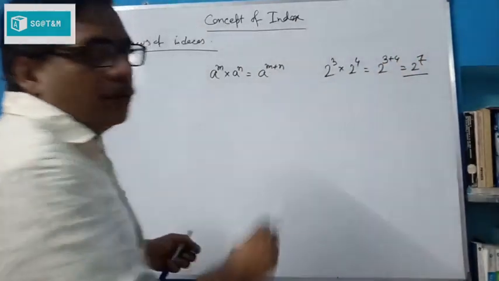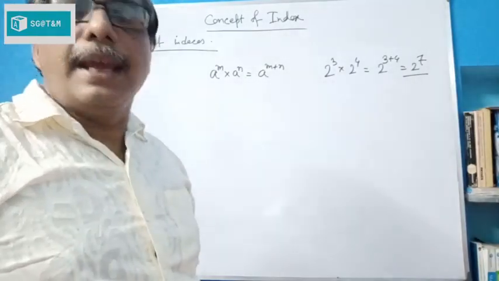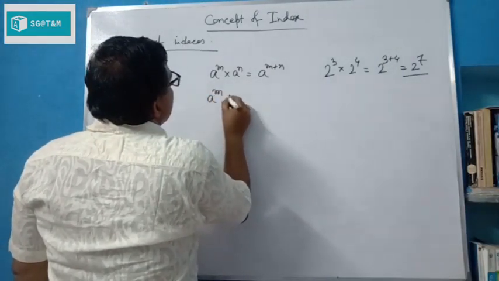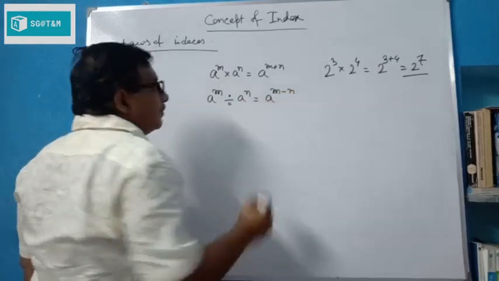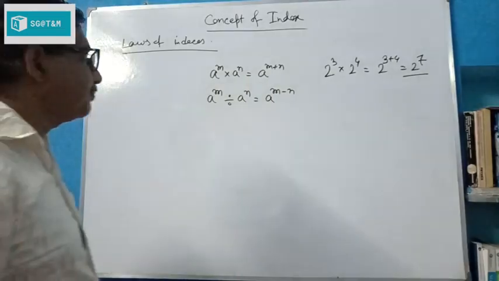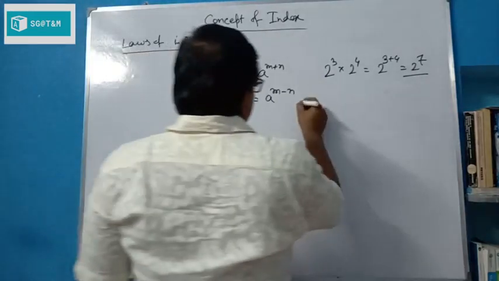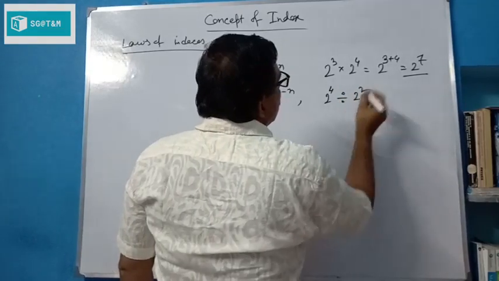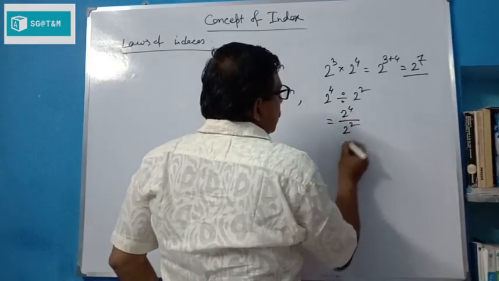In this way, we use the formula a to the power m into a to the power n is equal to a to the power m plus n. Next, a to the power m divided by a to the power n is equal to a to the power m minus n. Powers will be subtracted. For example, 2 to the power 4 divided by 2 to the power 2.